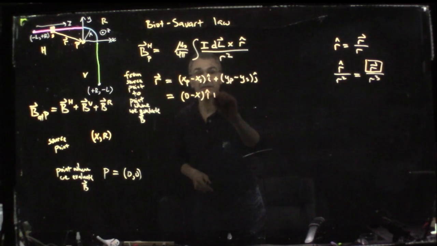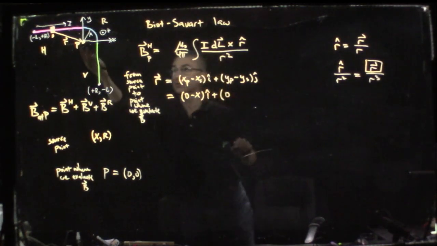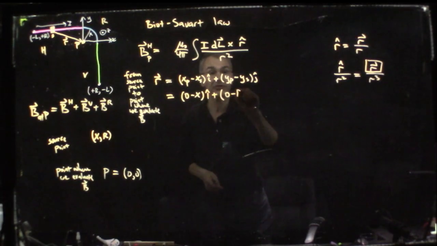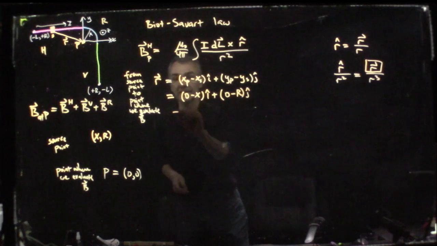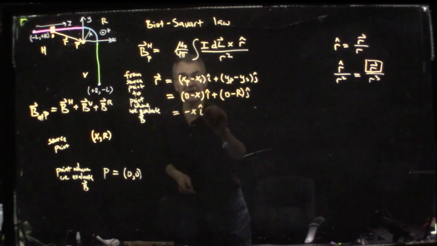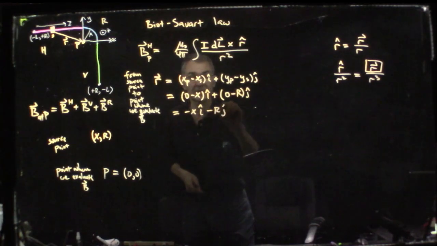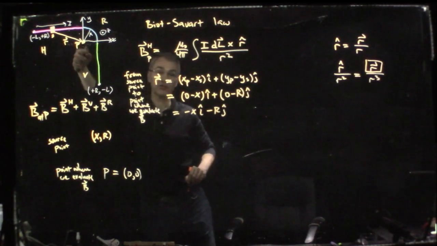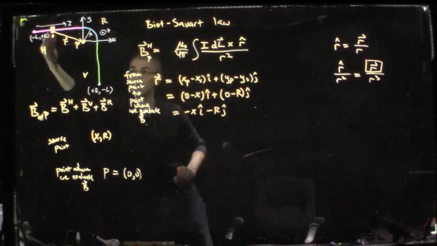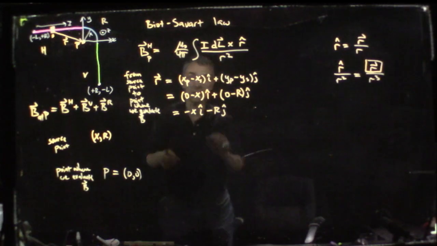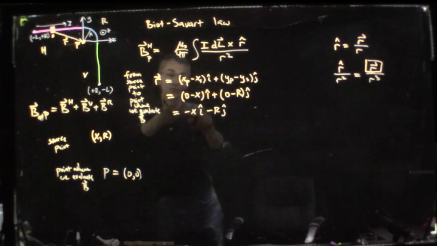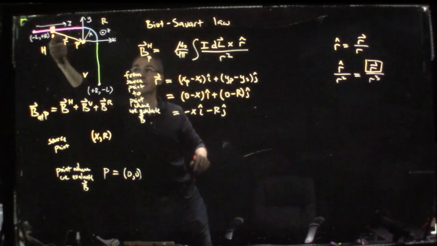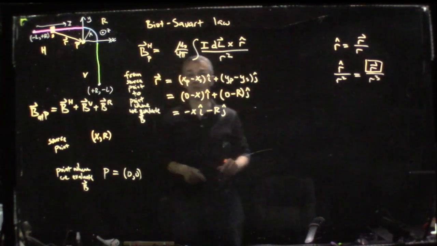That's i hat. And then plus, now y, the point we're evaluating the field, is 0 also, because that's the origin. And then y for the source point is just plus r. So there's j hat. So this is minus x times i hat, and then minus r times j hat. r is a positive quantity, so the y component is downward. That makes sense. You say, why do I have a minus sign here? Well, negative x is a positive quantity. You see this thing minus x, because x is less than 0, negative x is a positive quantity. So this is actually a positive amount in the x direction and then a negative amount in the y direction.